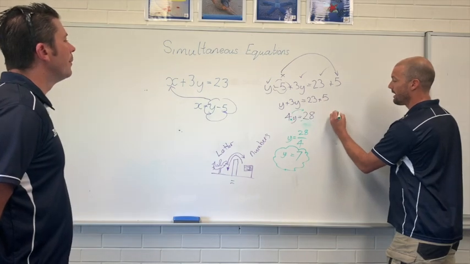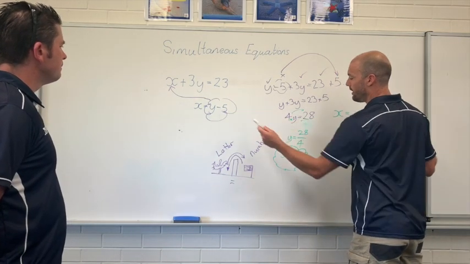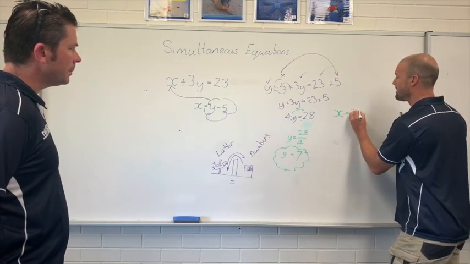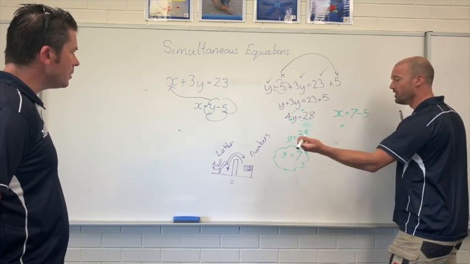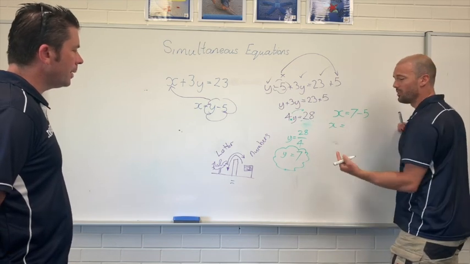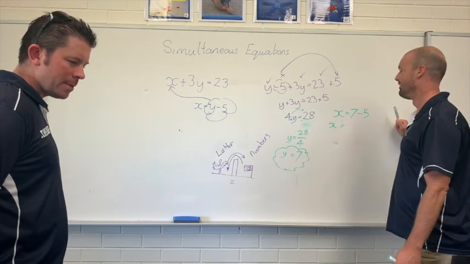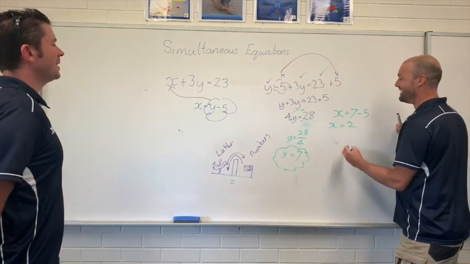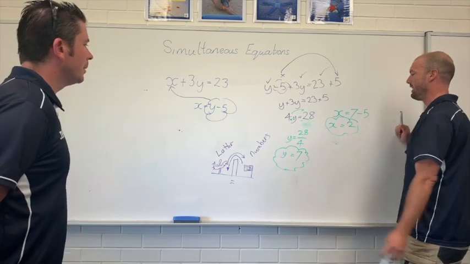So I write it again. X equals, now instead of y take 5, I now know y equals 7. So I'm going to get rid of y and put 7 take 5. Even you, Davies, would be able to figure out what's 7 take 5. I'll give him a moment to think about it. 2. Yeah, 2. X equals 2. Brilliant. Now we know what y equals and we know what x equals.